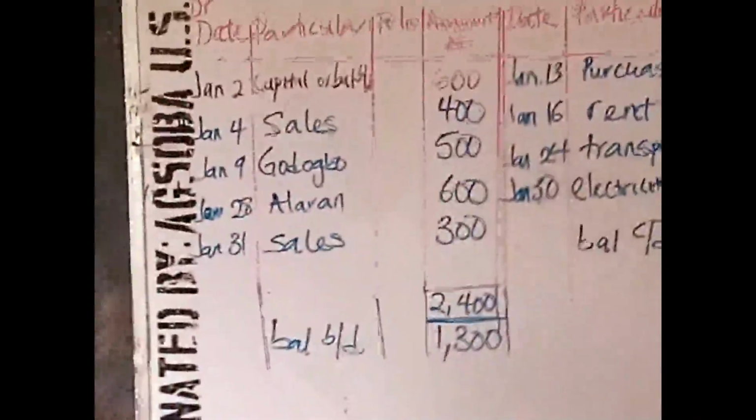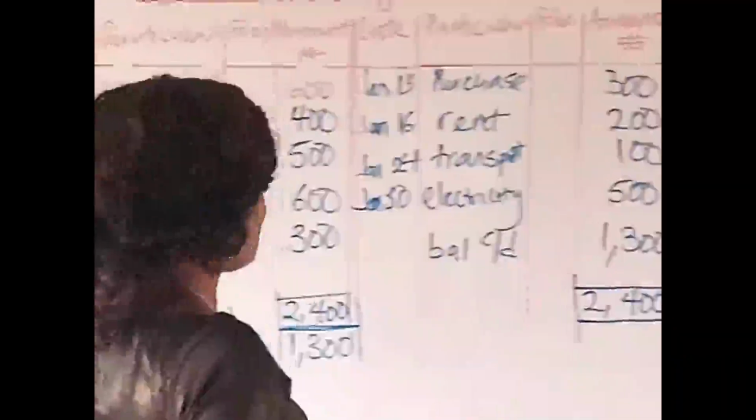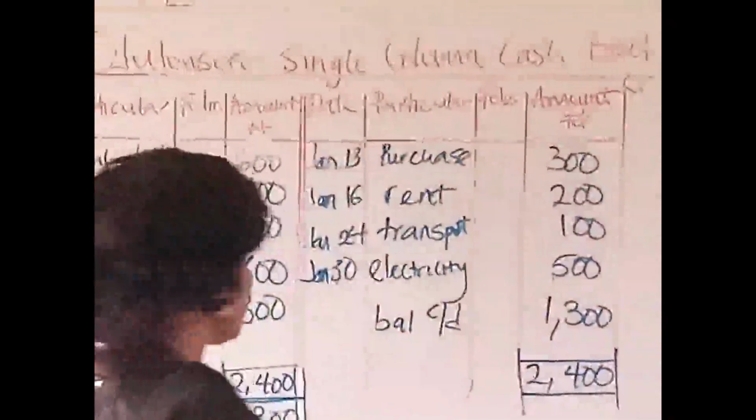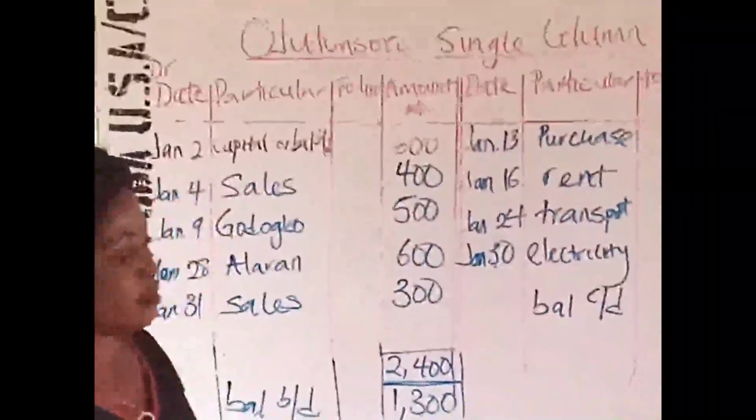If Odutonsoro wants to prepare the account for the month of February, he now says February 1st started business with capital 1,300. He takes it down to the next month.